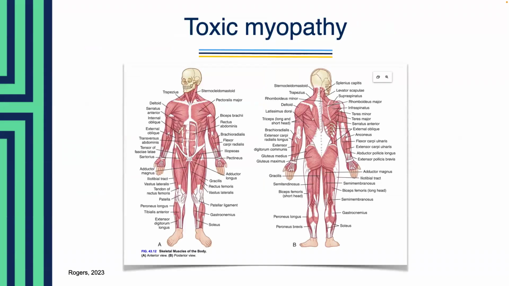Now, next we're going to look at myopathy and specifically go into toxic myopathy. I do have figure 4312 here. This just shows you the skeletal muscles of the body and it gives you both the anterior and posterior view. That way, as we discuss myopathy and more specifically toxic myopathy, you can refer to the muscle picture here just to show you what muscles might be impacted.